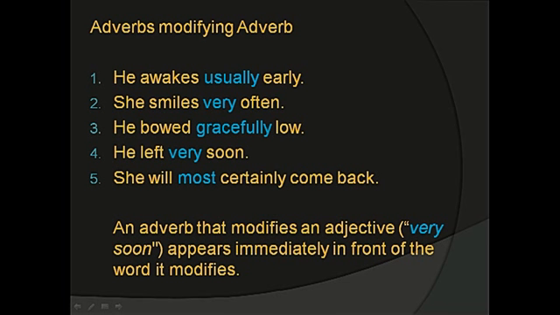She smiles very often. What is she? She is a pronoun. What is smiles? Smiles is a verb. Often is an adverb, and very is again an adverb. So very, which is an adverb, is modifying often. Adverb modifying another adverb. Some more examples are given there.